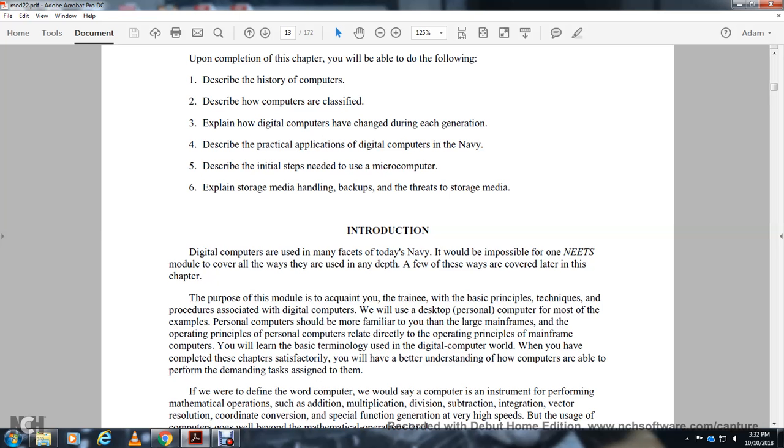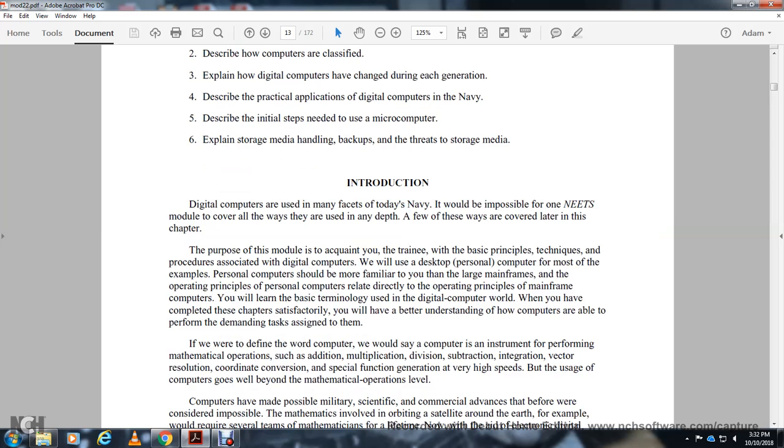You will learn the basic terminology of the digital computer world. After you finish this chapter satisfactorily, you will have a better understanding of how computers are able to perform the demanding tasks assigned to them. If you were to define the word computer, you would say that a computer is an instrument for performing mathematical operations such as addition, multiplication, division, subtraction, integration, vector resolution, coordinate conversion, and special function generation at very high speed, but the usage of the computer will depend on the level of mathematical operations.